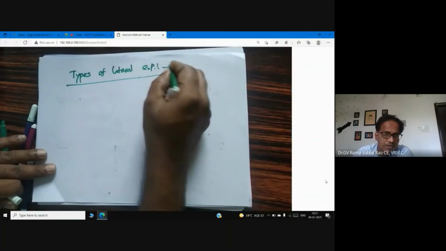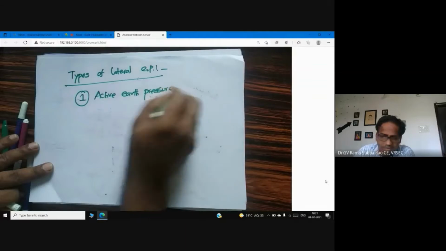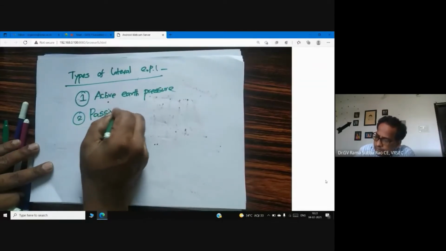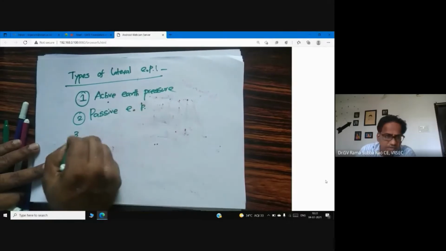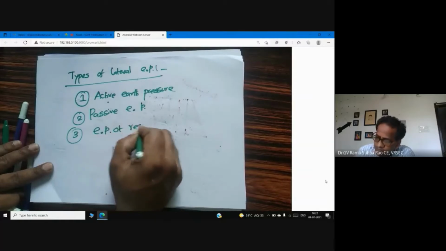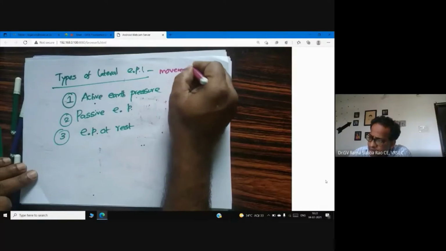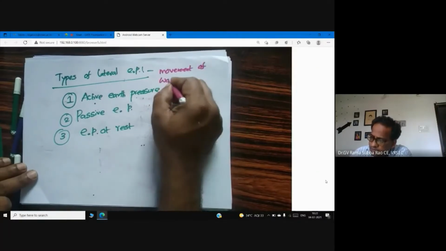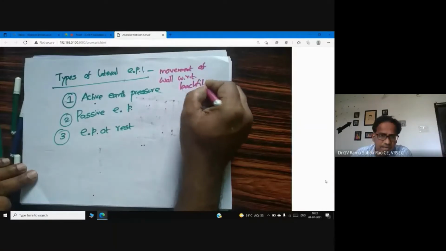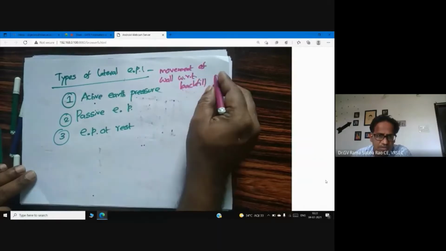Types of lateral earth pressure: active earth pressure, passive earth pressure, and another one is the pressure at rest. Someone can ask me, on what basis is the categorization made? The categorization has happened with this consideration: movement of wall with respect to backfill.